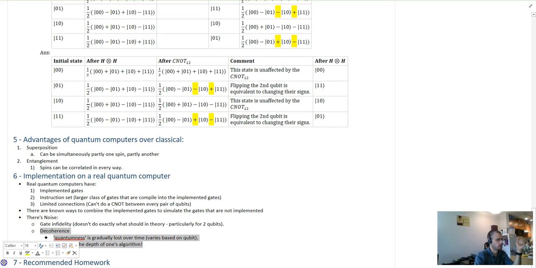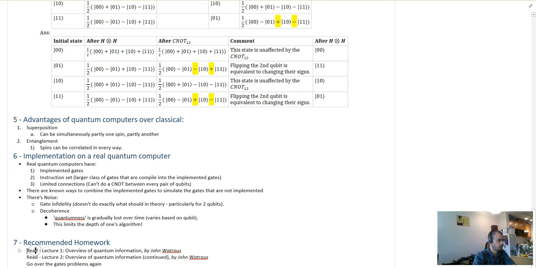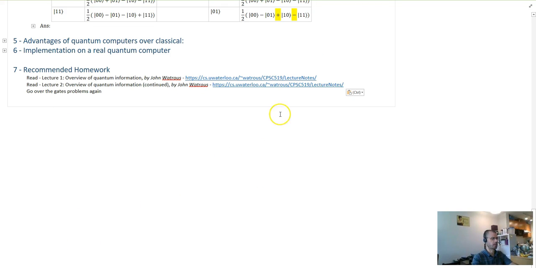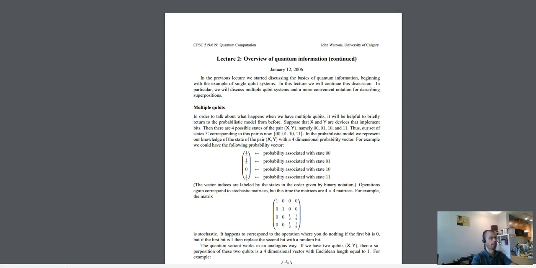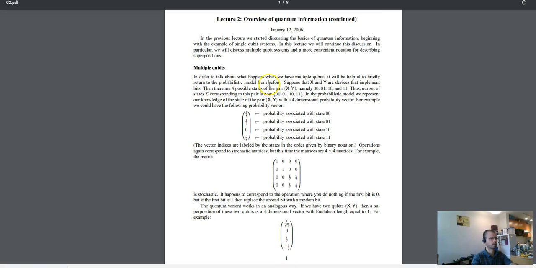All right. So lastly, remember this is a complement to some reading. So here is your recommended homework, which is to read Lecture 1 of The Overview of Quantum Information by John Watrous. All right, I found the link. So just follow this link, and you can open up the first and second lectures here, the overview and the rest of the overview.